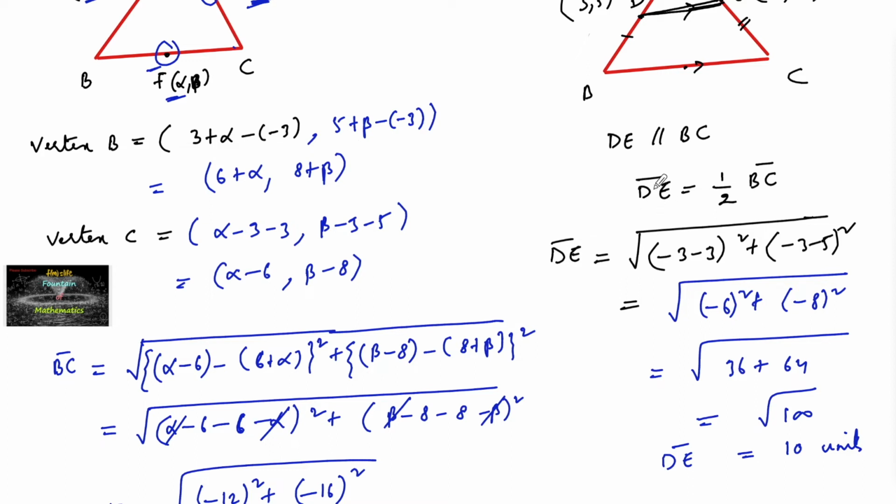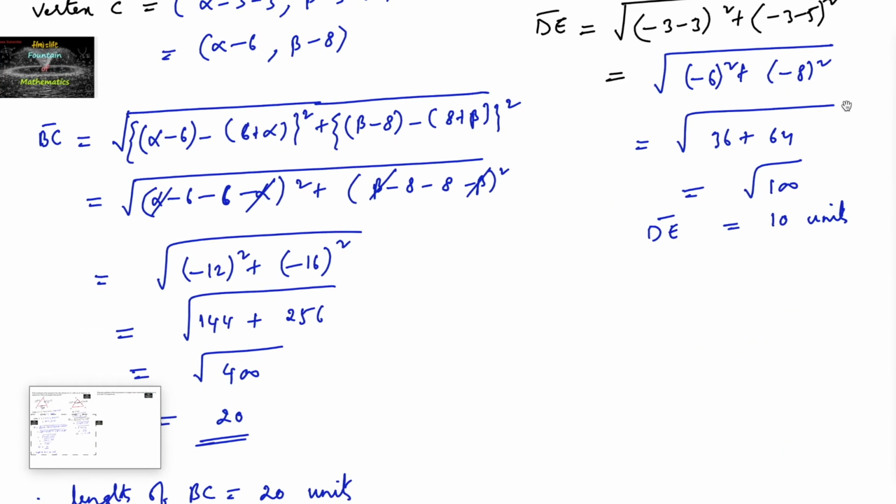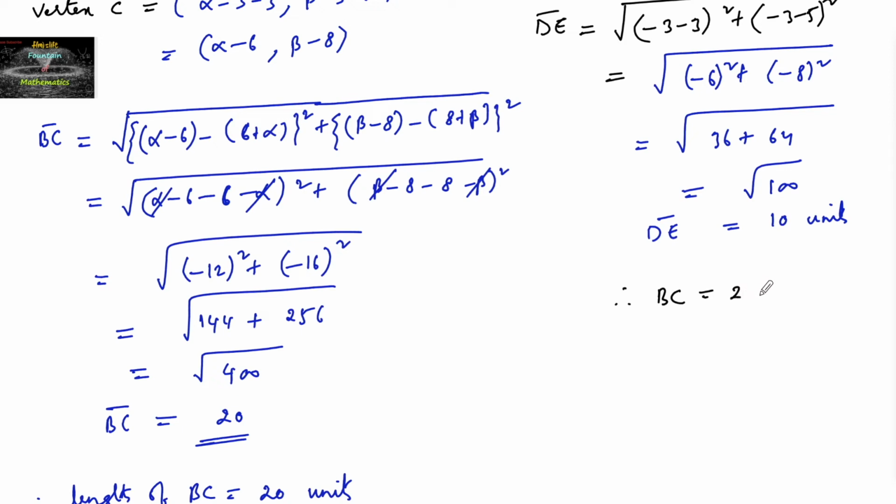Since we know that the length of DE is half of the length of BC, BC is equal to 2 times DE. Therefore BC is equal to 2 times DE, which is equal to 2 into 10 units, that's 20 units.